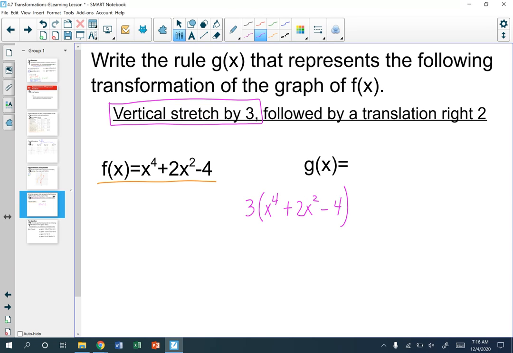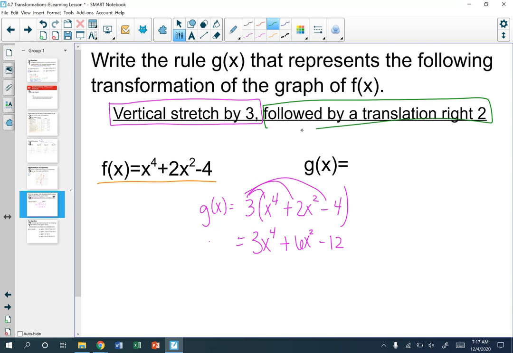Now here's what's different. We have to distribute this to every single term. Okay, so now I'll write g of x here: 3x to the fourth plus 6x squared minus 12. Okay, now we're done with that step. We can move on.